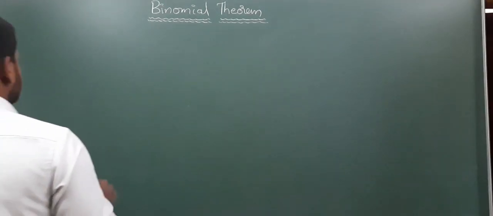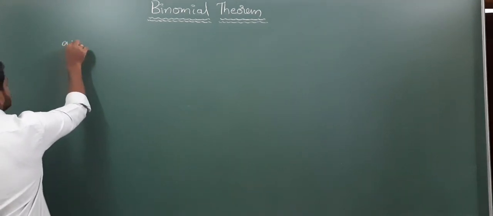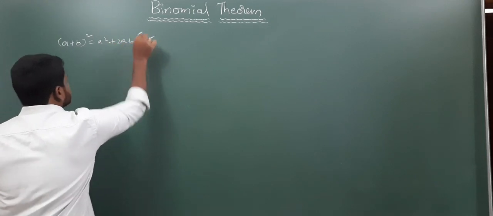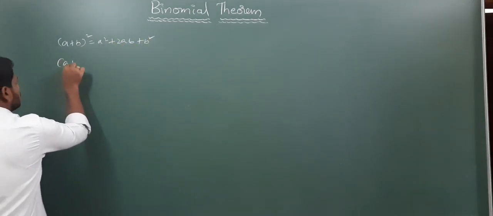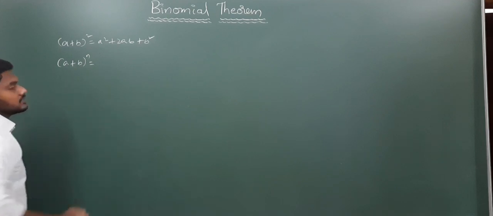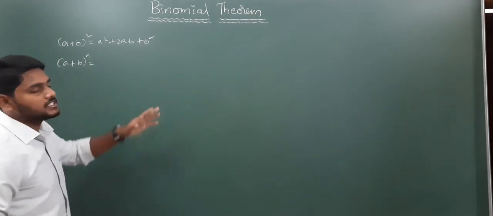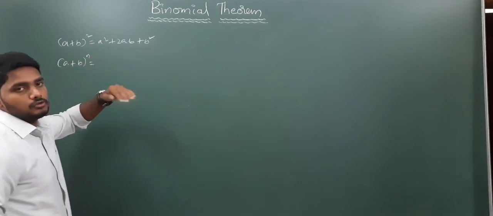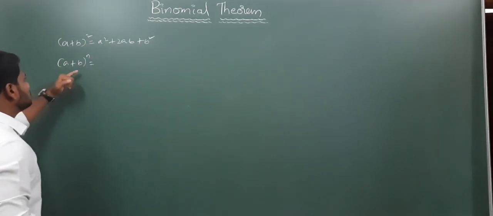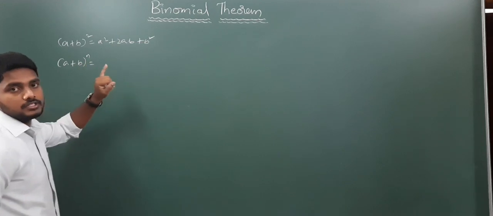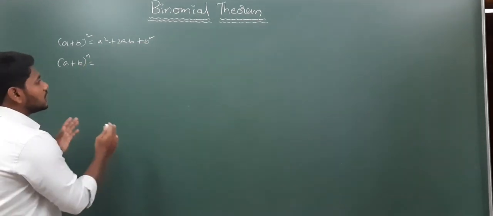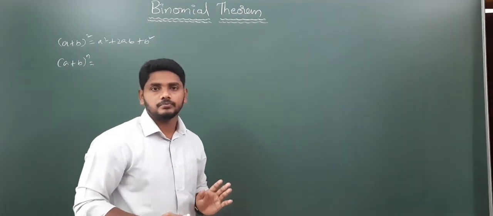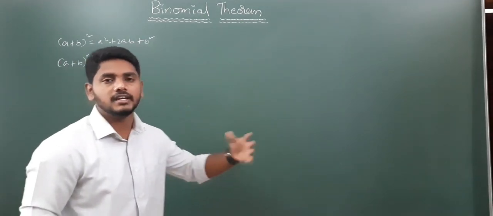Now, for example, if we have (a+b)^2, we have a square plus 2ab plus b square, right? What is the formula for (a+b)^n? How can we write it? Those n plus 1 terms will be there, right? For example, here 2 means 1, 2, 3. 2 plus 1, 3 terms will be there. Like that, (a+b)^n. n means how many terms should it have? n plus 1 terms. What are those n plus 1 terms? In that, what is the middle term? What is the sixth term? What is the eighth term?